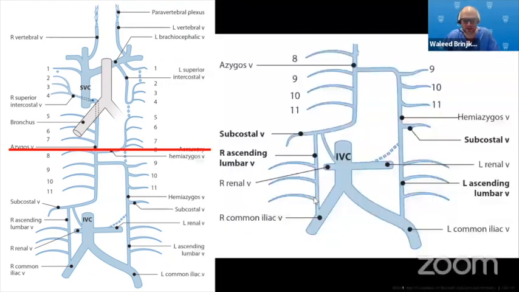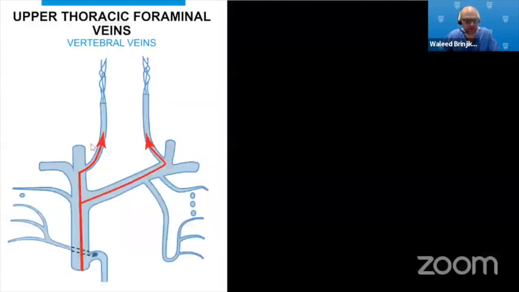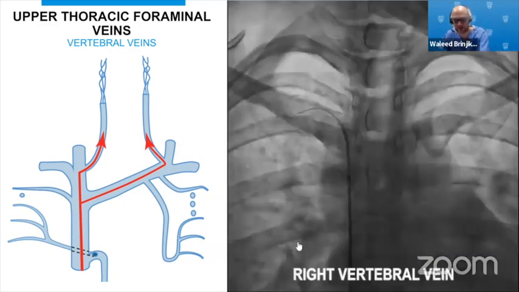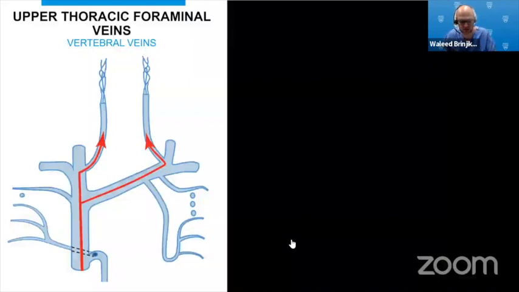So I'm going to show a case of a patient where I navigated through the vertebral vein in the cervical epidural plexus to get into a vein in the right lower thoracic spine, which has typically been challenging. So let's see here. Here we go.